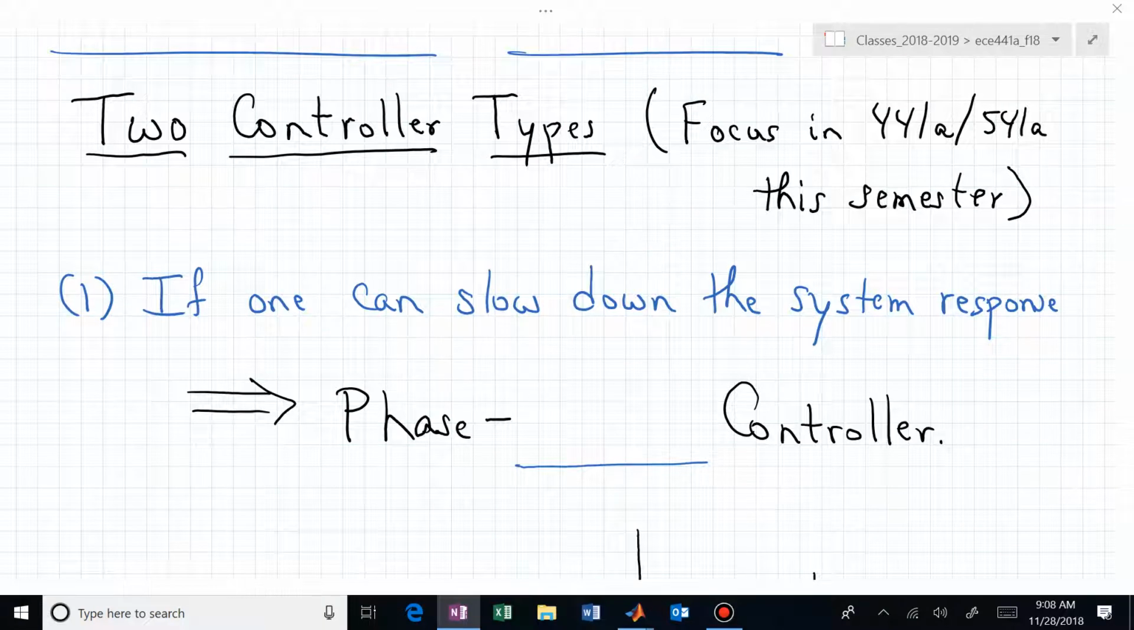We are really focusing on two different types of controllers in this class with respect to Bode Plot design. If one can slow down the system response, what kind of a controller is here? Fill in the blank. So now this is an active lecture. Need to get up? No, you really just have to tell me lag or lead. Which one is it if you're okay with slowing down the system? Or what does that really mean? If I'm okay with slowing down the system, if you're looking at a Bode Plot, what does that correspond to?